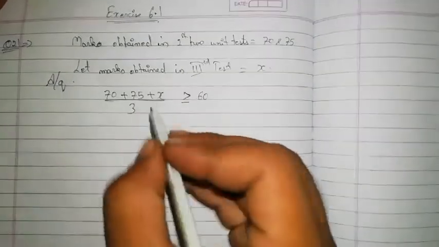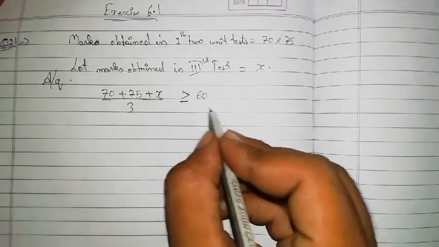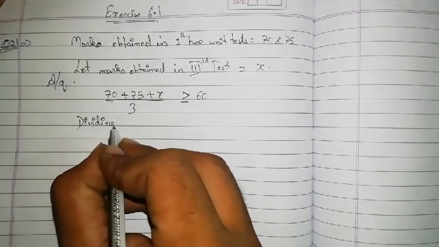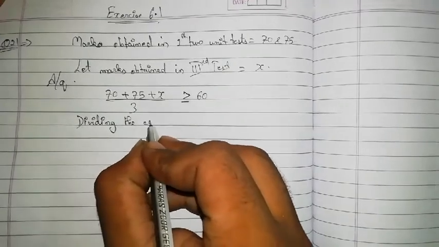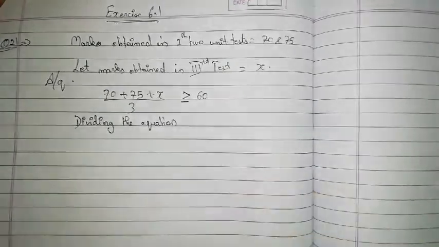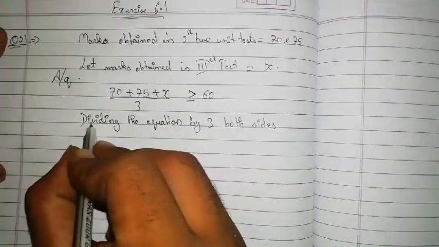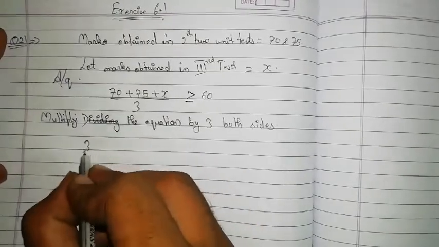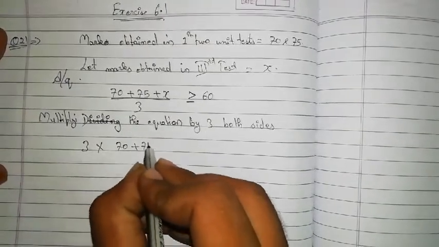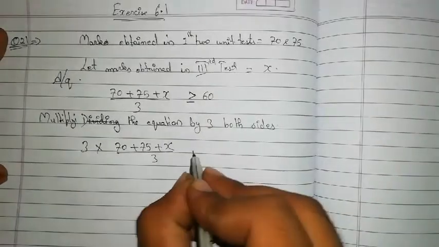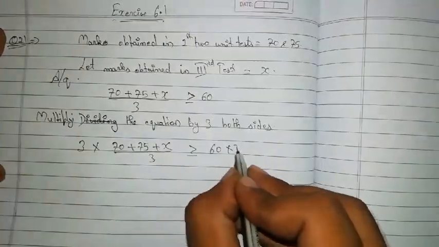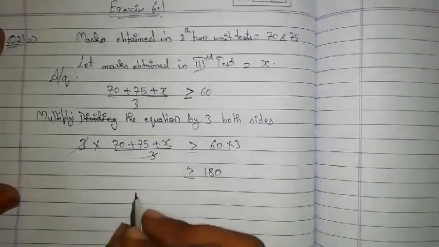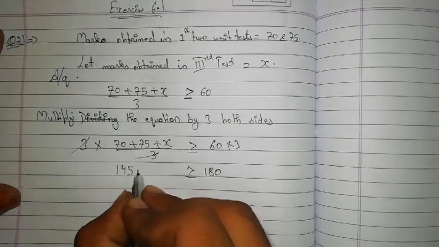Okay, now by solving this, first of all we will multiply the equation by 3 on both sides. So here we have 3 into (70 plus 75 plus x) divided by 3 is greater than or equal to 60 into 3. Okay, so on the right side we have 180. Here 3 and 3 get cancelled out. This is 145 plus x.